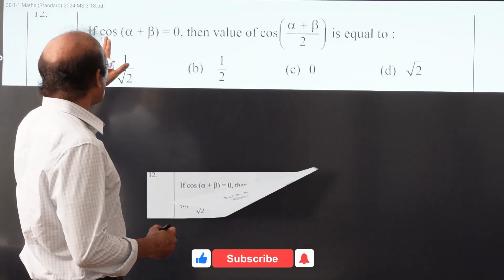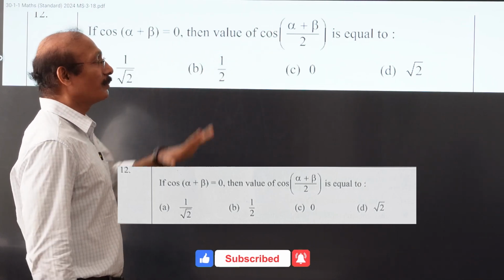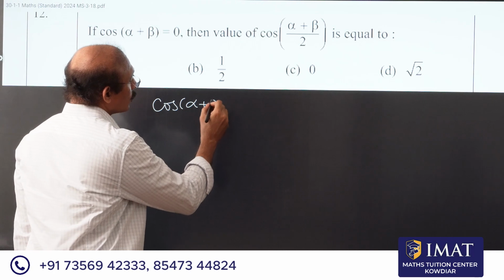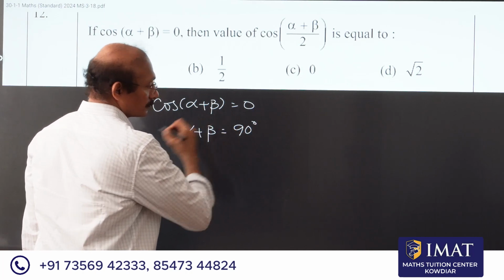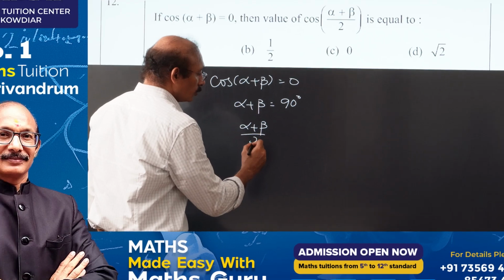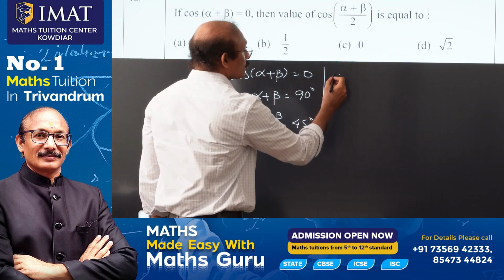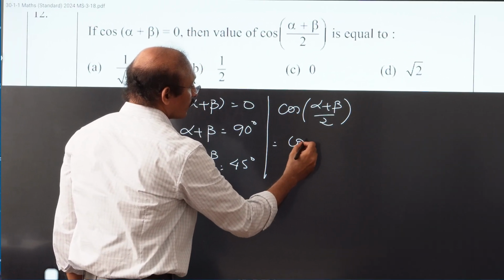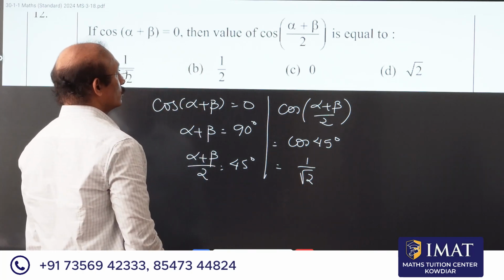See children, if cos of (alpha plus beta) is equal to 0, then the value of cos of (alpha plus beta) by 2. It's a very direct question. Cos of (alpha plus beta) is equal to 0 implies alpha plus beta is equal to 90 degrees, because you know cos 90 is 0. So what will be (alpha plus beta) divided by 2? Isn't it 45 degree? You're dividing by 2. Now what is asked? You need the value of cos of (alpha plus beta) the whole divided by 2, which means we need the value of cos 45 degrees. What is cos 45 degree? The answer is 1 by root 2. So the option is A.